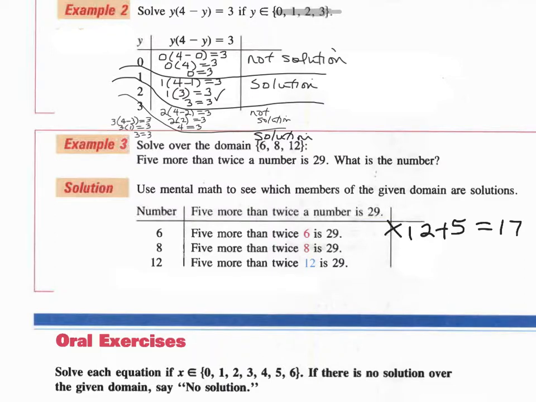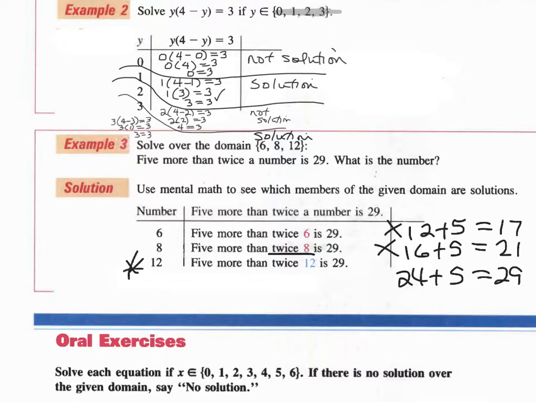That doesn't work. Okay, we're going to do twice 8. Okay, plus 5. That one doesn't work. What's twice 12? 24. Plus 5. And there's our magic one. So even if the problem is given to you in words, where you see the words a number, that's where you're going to replace the domain that's given to you.